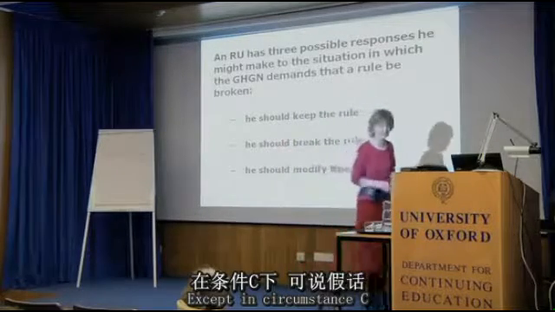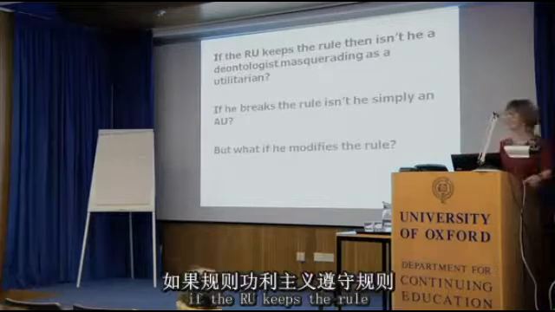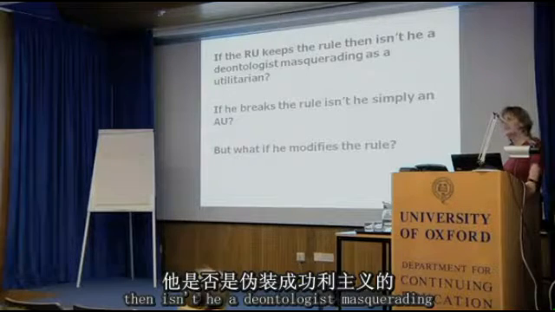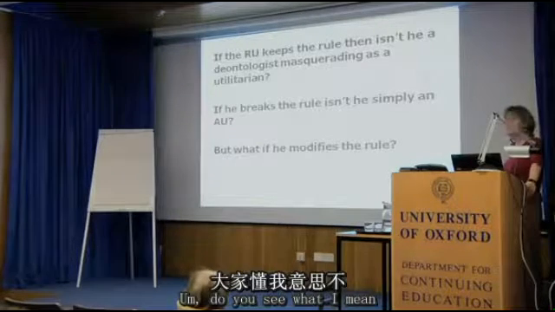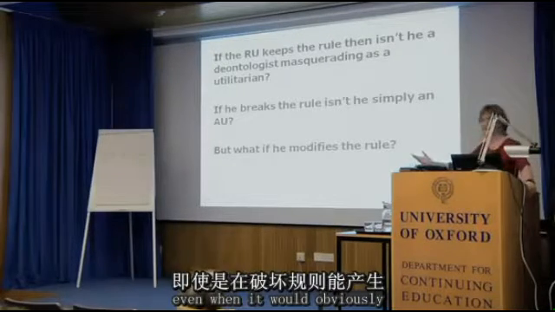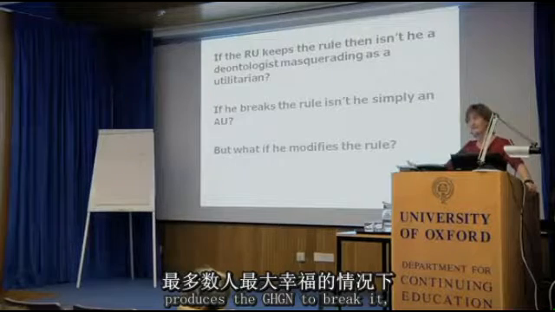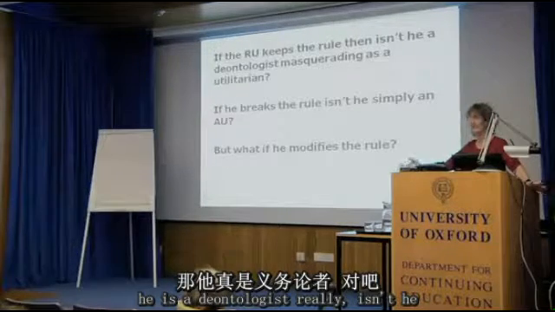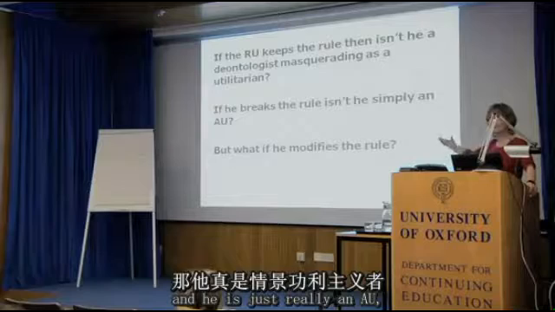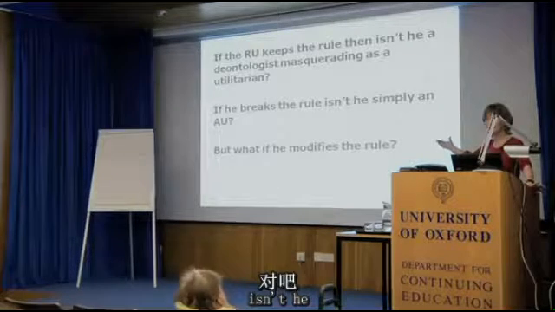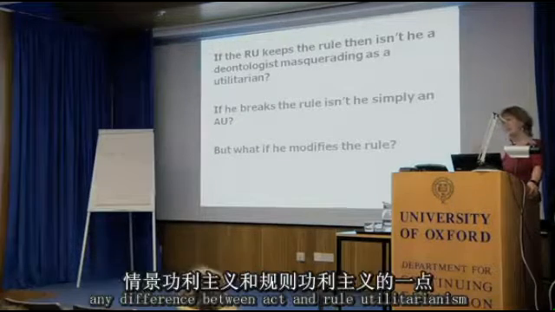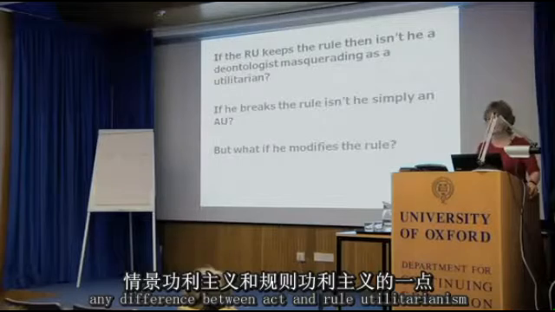except in circumstance C. Well, the trouble with this is, if the rule utilitarian keeps the rule, then isn't he a deontologist masquerading as a utilitarian? Do you see what I mean? If he keeps the rule, even when it would obviously produce the greatest happiness of the greatest number to break it, he's a deontologist, really, isn't he? If he breaks the rule, isn't he treating the rule as a rule of thumb, and he's really just an act utilitarian, isn't he? So what if he modifies the rule? That's the only one that's going to make any difference between act and rule utilitarianism.